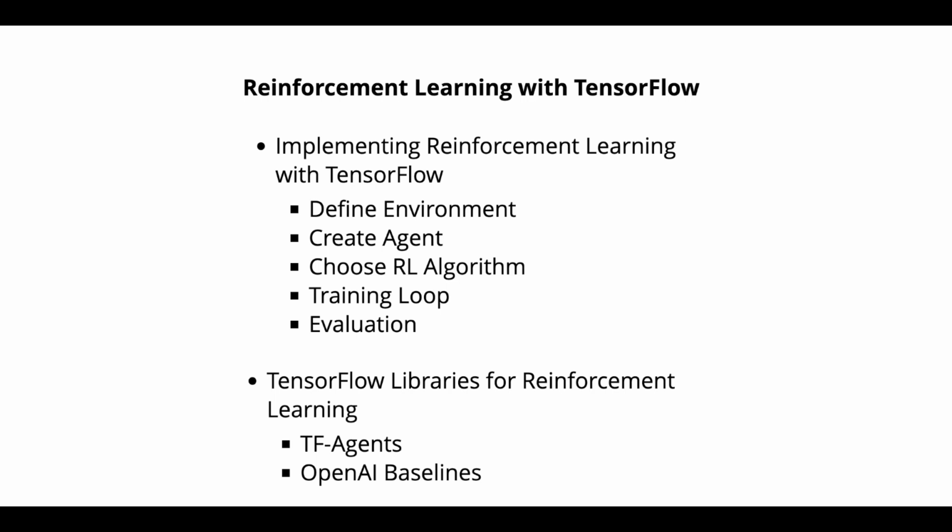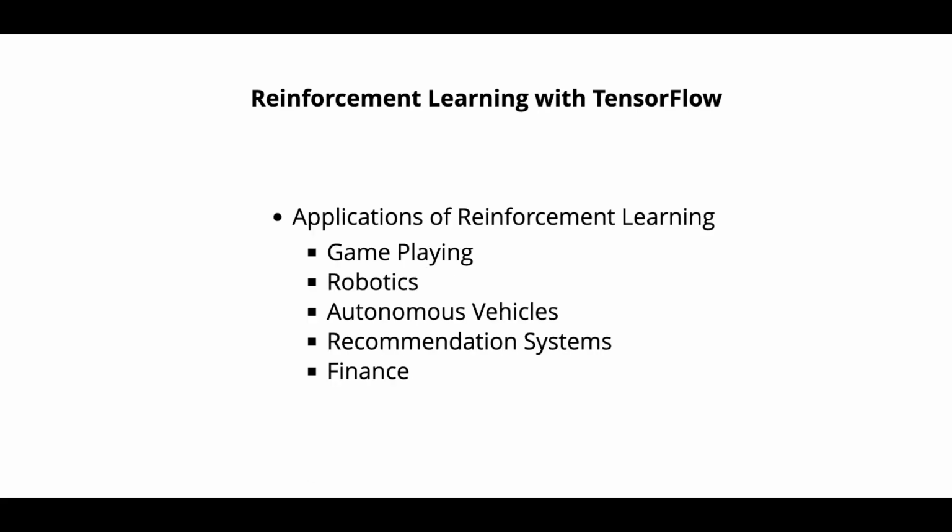We have TF-Agents, which is a TensorFlow library for building and training RL agents, providing implementations of various RL algorithms, utilities, and environments. Next is OpenAI Baselines, a set of high-quality implementations of RL algorithms developed by OpenAI, which can be used with TensorFlow. So there are a lot of different libraries coming out, but these are the top two that people are using right now. Next, we have applications of reinforcement learning.